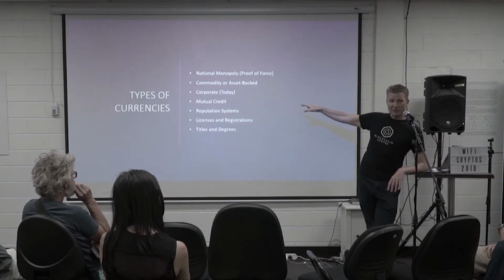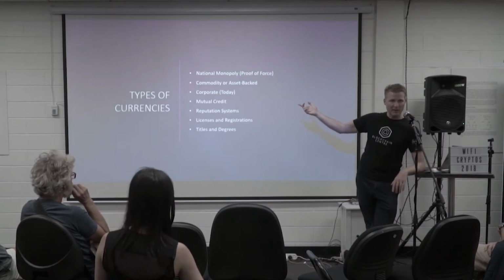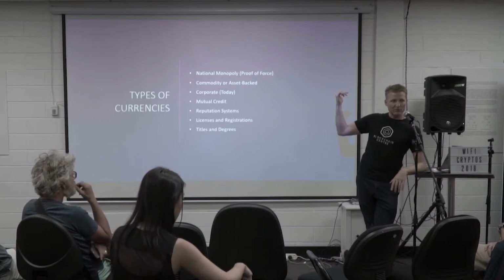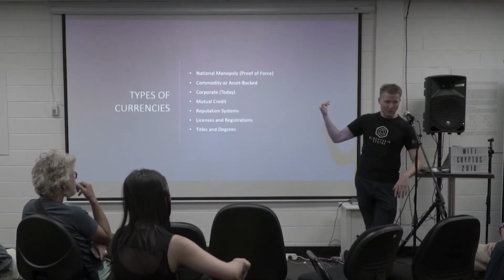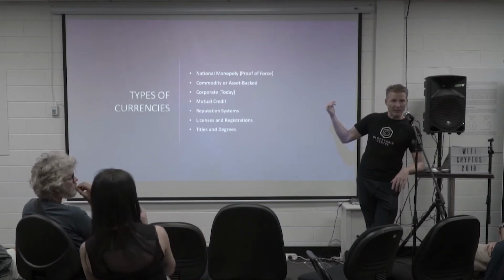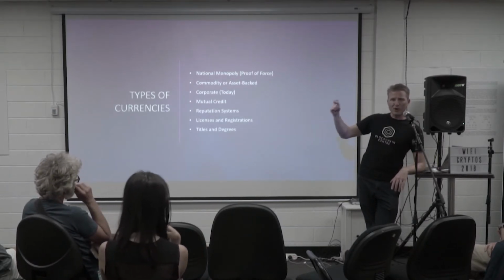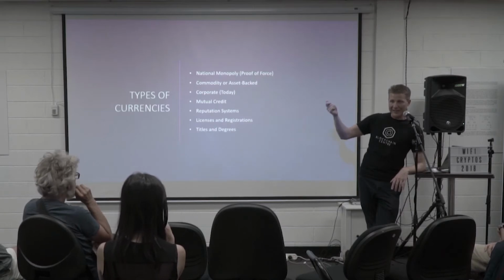You have reputation systems. These are not generally monetized, but there's definite value in being number one on TripAdvisor. There's definite value in a lot of these things in terms of advertising, right? A lot of people on YouTube are getting paid a lot of money just based on how many likes and how many viewers their particular account attracts. So there's value there, but that's generally not considered as currencies yet.